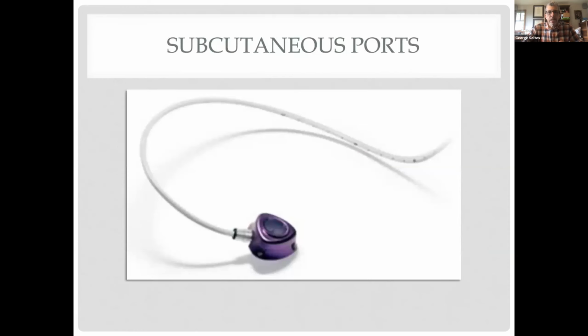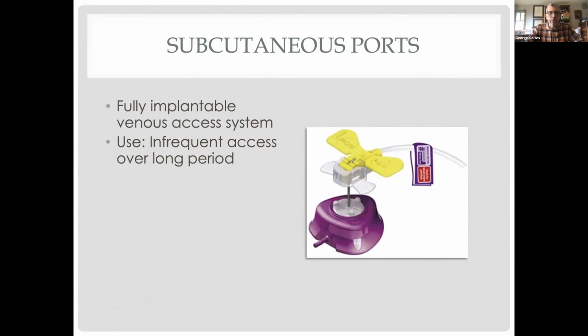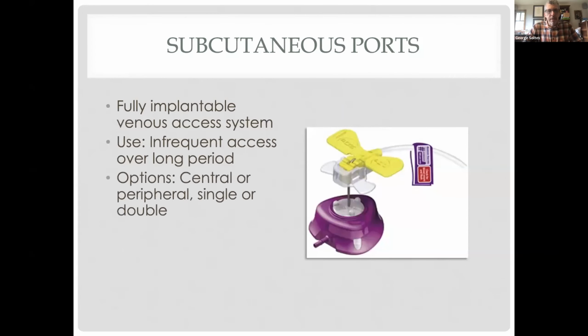So we'll move on from PICs now to ports, my favorite device because they're cool. A port is a fully implantable venous access system. There's nothing that hangs outside of the skin at all. It's meant for access over a long period, but infrequently, with the typical case being a patient getting chemotherapy that may need their port or their device for a year, but is only getting accessed every 3 or 4 weeks. They come in a few flavors, central or peripheral, single or double, and some other flavors we'll talk about.